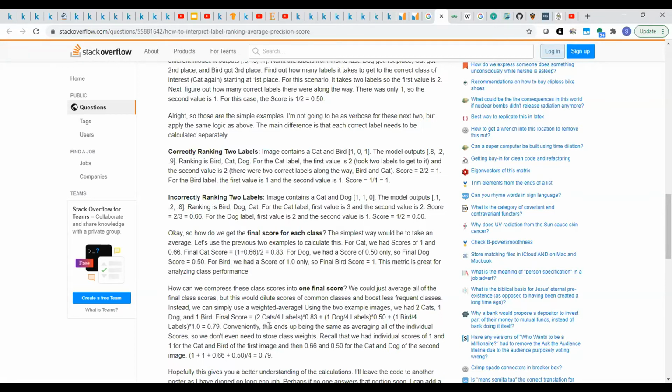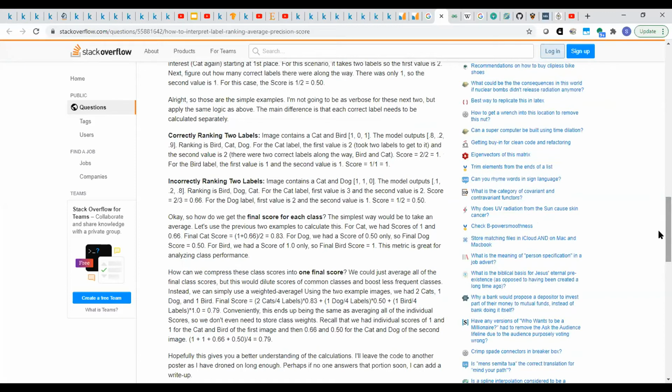Now, conveniently, this ends up being the same as averaging all of the individual scores. So we don't even need to store the class weights, right? Because we had scores of 1 and 1 for the cat and the bird for the first image, and then 0.66 and 0.5 for the cat and dog for the second image. So if you just add these and divide by 4, which is the total number of labels, then you'll get the same value as what you got by doing the weighted average based on dividing by the total labels and the examples of the classes, right? So this is the mechanics of how you go about calculating the label weighted, and the label weighting piece comes from this part here, and the labeled ranked average precision is all you have calculated up above.